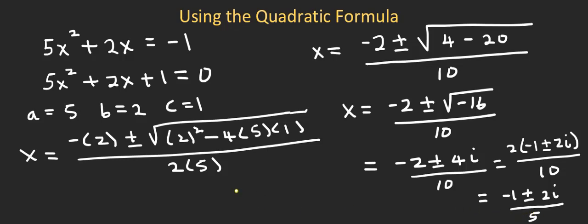So you have two complex solutions. One of them is negative 1 plus 2i over 5. And the other one is negative 1 minus 2i over 5. Since you have two complex solutions, that means that you will not have x-intercepts on this graph.